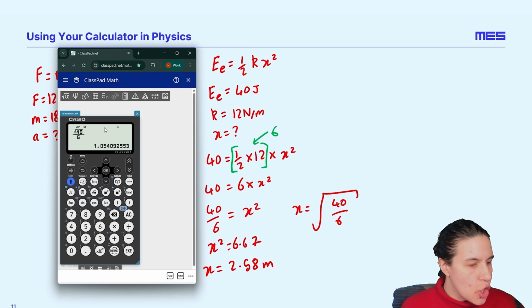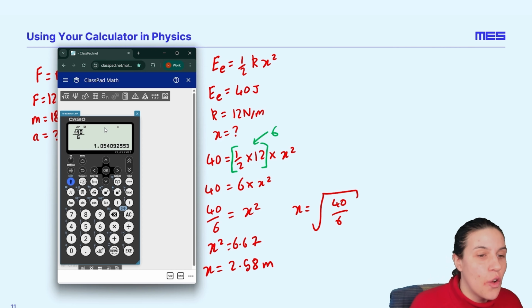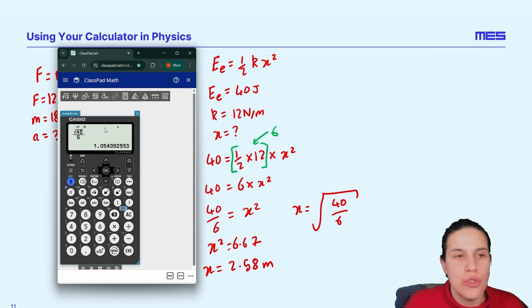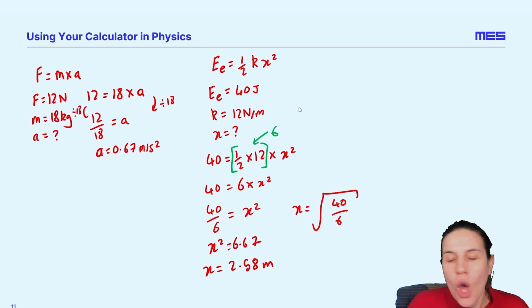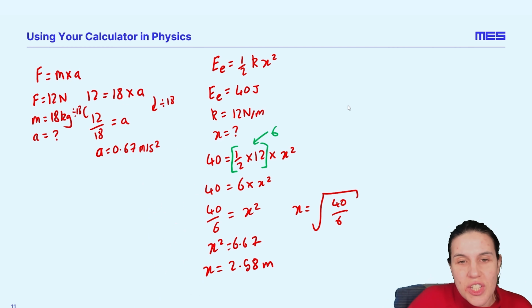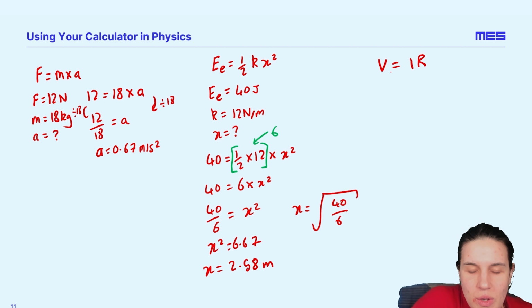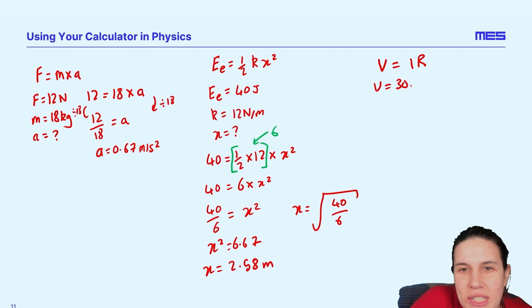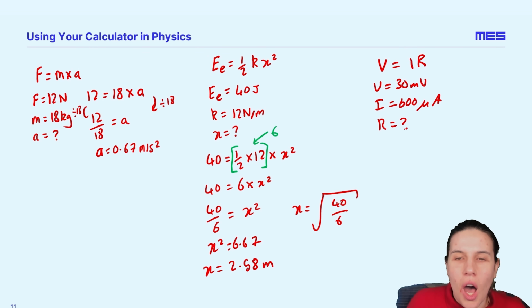Right, let's talk powers of 10 then, because using standard form in your calculator is so powerful. So we're going to do circuits because I love circuits. So we're going to use V is equal to IR, okay? V is 30 millivolts. I is going to be 600 microamps. And I want to know what R is, okay?